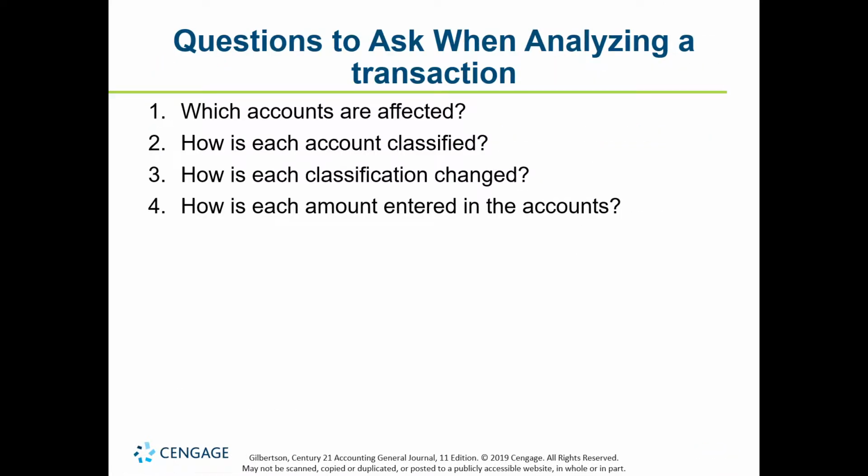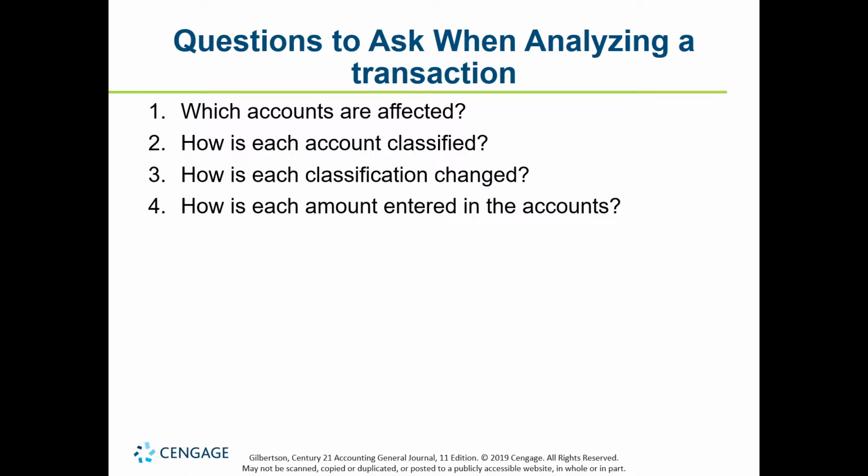So, as you go through a transaction, you need to ask yourself 4 questions. The first one is, which accounts are affected? Remember, there's always going to be at least 2. There could be more, but right now it's at least 2. Second, how is each account classified? By classified, we mean, is it an asset, a liability, or an owner's equity account?